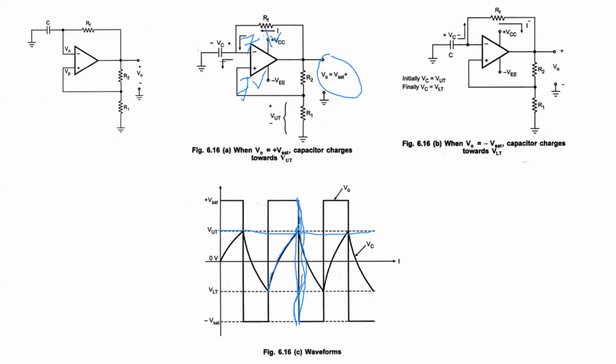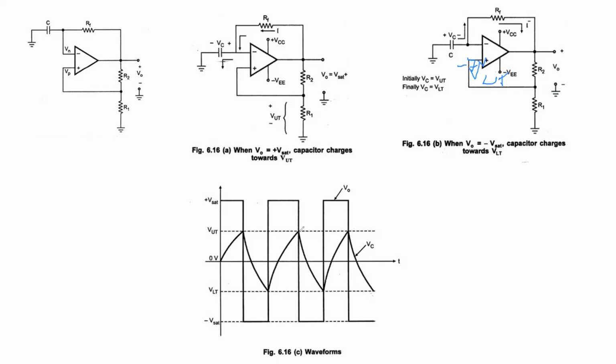Whenever your output becomes minus Vsat, what is the voltage at the non-inverting terminal? It is VLT. So how much is it? According to the equation we wrote earlier, minus 7 volts. Right, it is minus 7 volts. Now what does the capacitor do again?